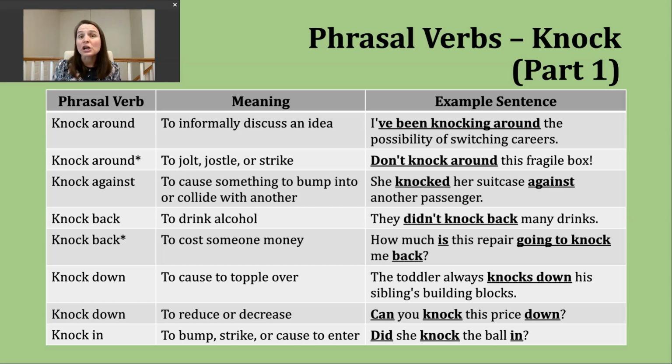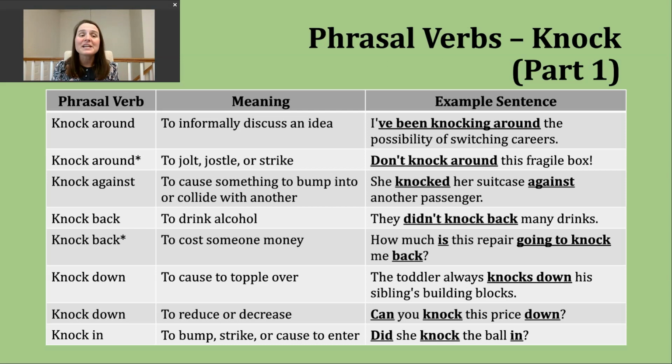A second way you'll hear knock around used is to mean to either jolt something or jostle it or even strike it. So an example of this might be, don't knock around this fragile box. Okay, so for whatever reason, this item could easily break. So we're telling someone, don't jostle it, don't strike it, don't do something that could cause it to break.